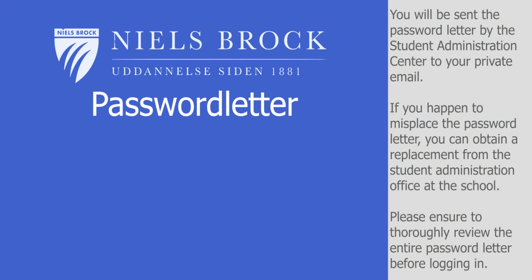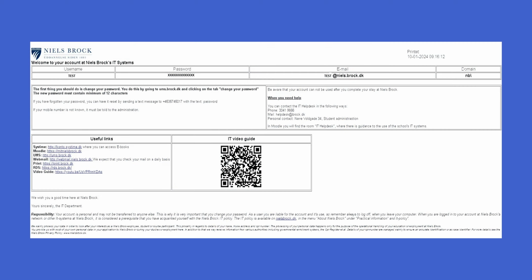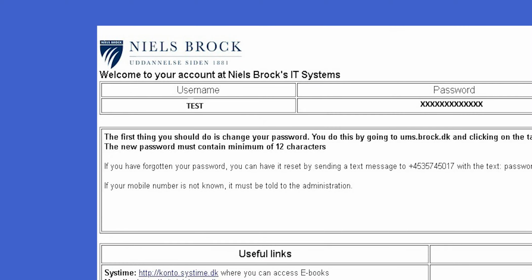First we'll go over your password letter. This will be sent to your private email account. If you haven't received your password letter, be sure to contact the student administration. Your password letter will have your username, your password and your email account on it. As you can see up in the top here, you have a username. This is unique to you. This can be a combination of letters or numbers or sometimes both.